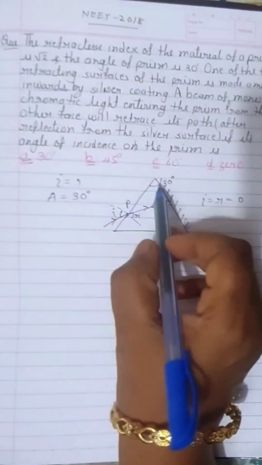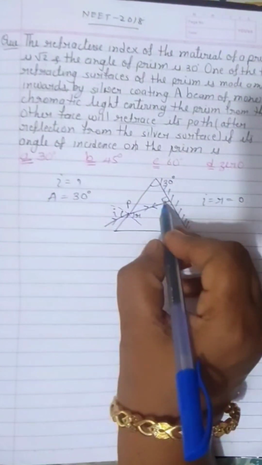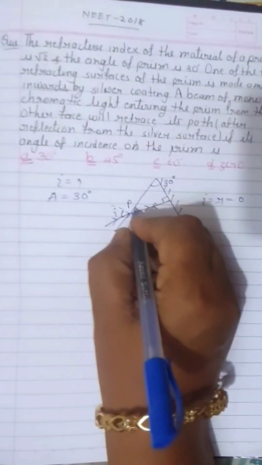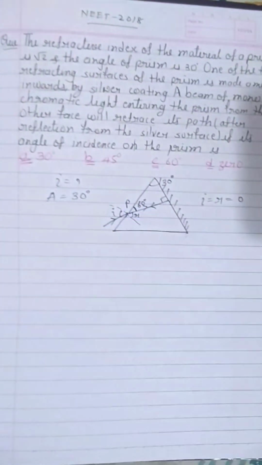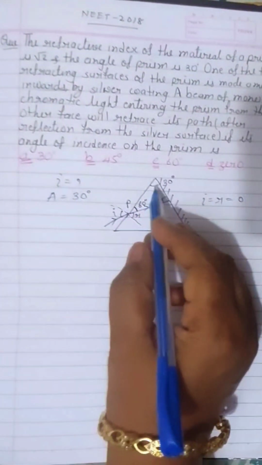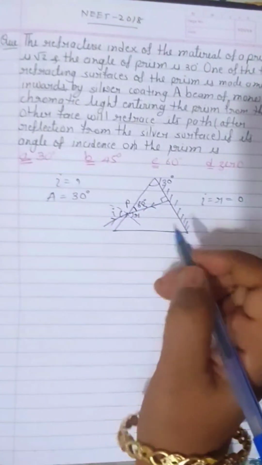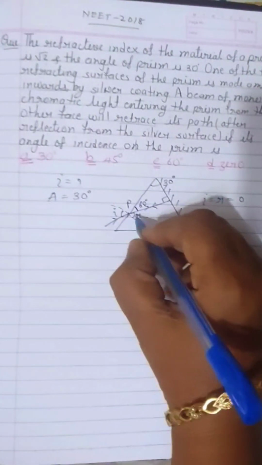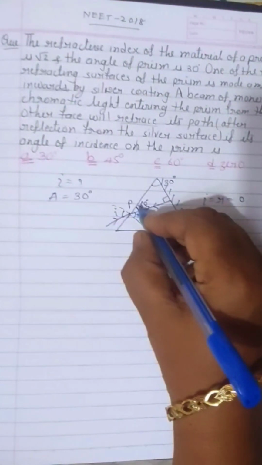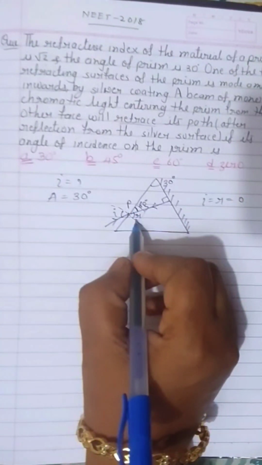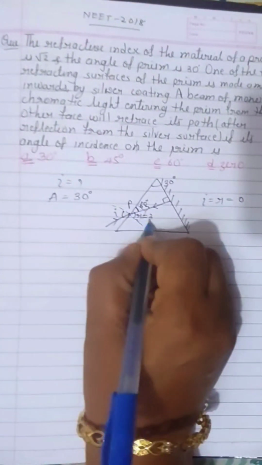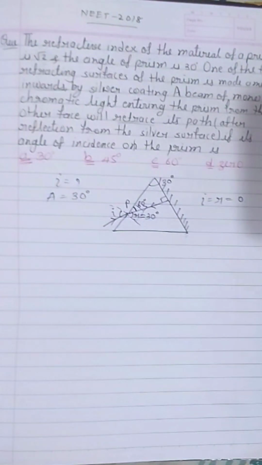Okay, now here angle of prism is 30 degree. This angle is 90. So this angle we can calculate. It is 60 degree. Okay, 30 plus 90 plus 60, 180. Okay, now this is normal. So what should this angle be? This angle must be 90 degree. So this is 60, which means angle of refraction is equal to 30 degree, right?